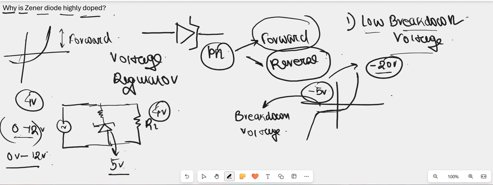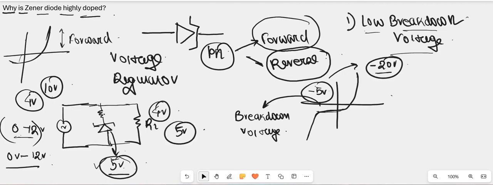But the thing is, as soon as the value increases beyond this breakdown voltage, for example, if I am applying a 10 volt supply at this input, even then it will regulate the voltage. It will give us 5 volt at the output, which means as long as the value is less than 5 volt, which is less than the breakdown voltage, we can say as long as the input power supply value is less than the breakdown voltage, we will be getting that input power supply value at the output. But as soon as the input power supply value exceeds the breakdown voltage, the Zener diode will regulate the voltage.